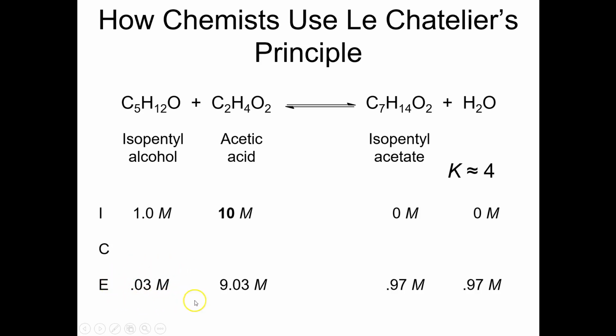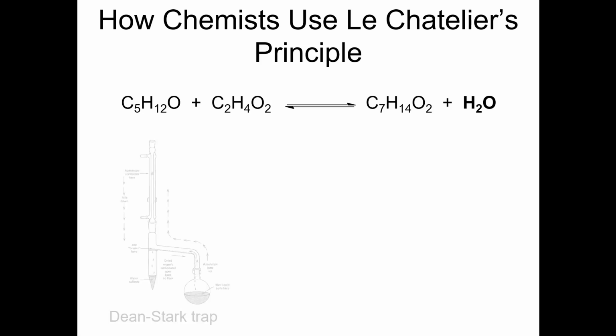There's only 0.03 molar left, and it goes 97%. So by this method of using an excess of one reactant, I can use Le Chatelier's principle to drive this reaction through toward products. Another way that I can use Le Chatelier's principle to drive this through toward products is, instead of concentrating on manipulating reactants, I can concentrate on manipulating products.